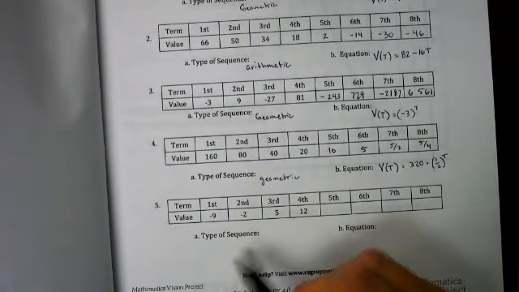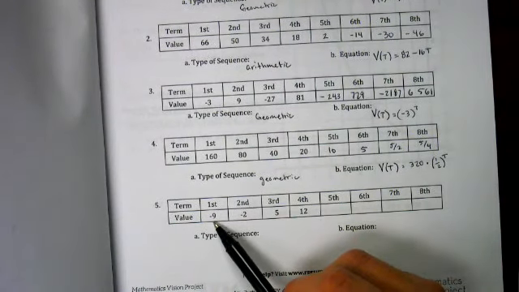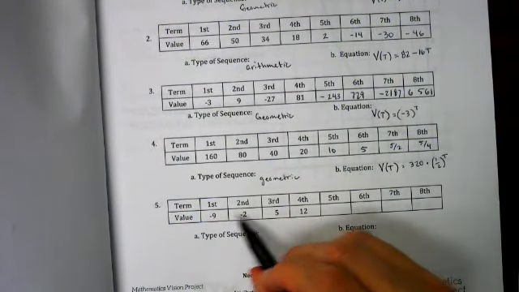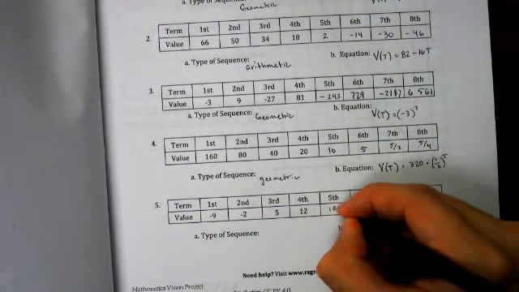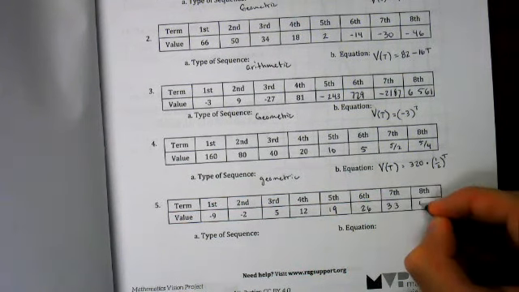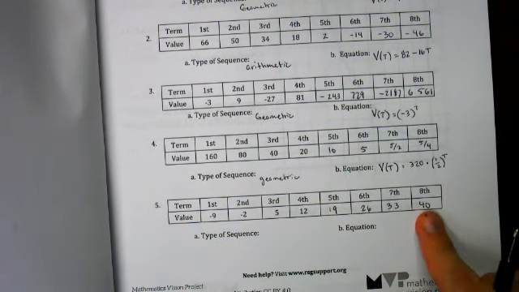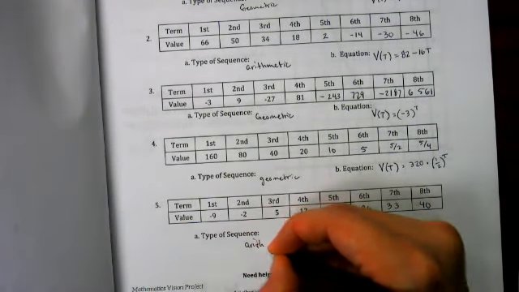Okay, continuing on. We have this sequence, which is adding 7, adding 7, adding 7. So we can continue this, add 7, add 7, add 7, and add 7. So these are all adding 7. This is an arithmetic sequence.